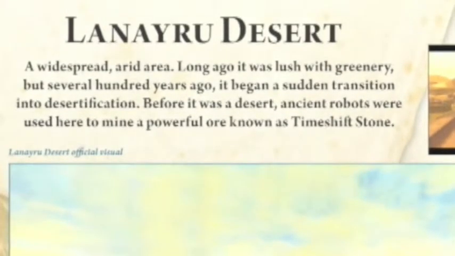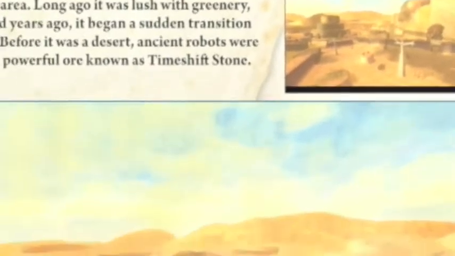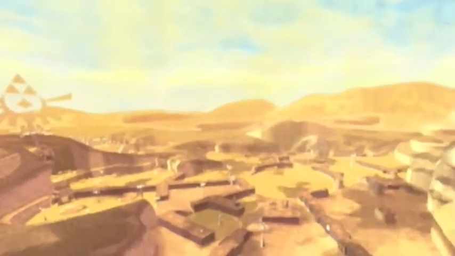Okay, Lanairu Desert. A widespread arid area. Long ago it was lush with greenery, but several hundred years ago it began a sudden transition into desertification. Before it was a desert, ancient robots were used to mine a powerful ore known as time shift stone, and that I know is very important to the plot.